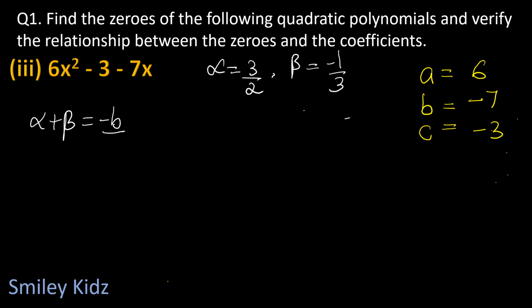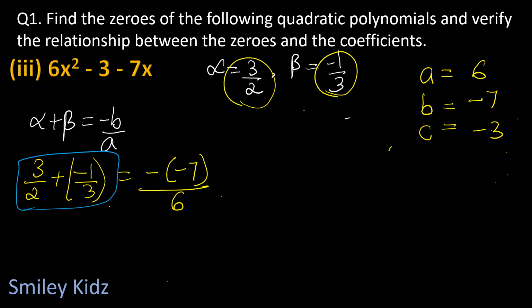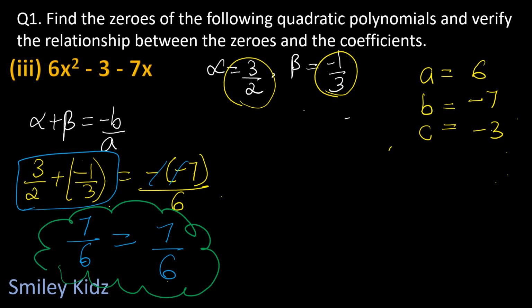Minus B by A. And we know that here alpha is 3 by 2 and beta is minus 1 by 3. So it's going to be 3 by 2 plus minus 1 by 3 is equal to minus of minus 7 upon 6 on substituting the values of B and A. Right. So on solving this particular expression 3 by 2 minus 1 by 3, on finding the LCM and then subtracting, we get 7 by 6 which is equal to 7 by 6. So we have successfully verified the relationship between the sum of the zeros and its coefficients.